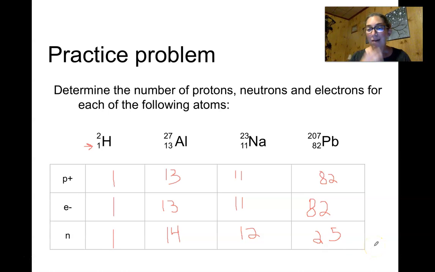Okay? You'll notice that as atoms get bigger, they start having more and more neutrons. So smaller atoms oftentimes will have a similar number of neutrons as they do protons. 1 and 1, 13 and 14, 11 and 12. But as they get bigger, I just did this wrong, didn't I? 125. There we go. Not 25 neutrons, 125 neutrons. So that's quite a bit more than 82.